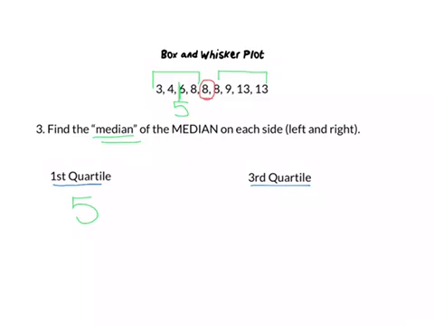Finding the median of the right side, I'm halfway between 9 and 13. Halfway between 9 and 13 is 11. This would be my third quartile. Now it's important to note 5 and 11 are not part of my data set. However, they are the medians of the halves on either side of the true median of the data set, 8. So we still use these numbers 5 and 11.